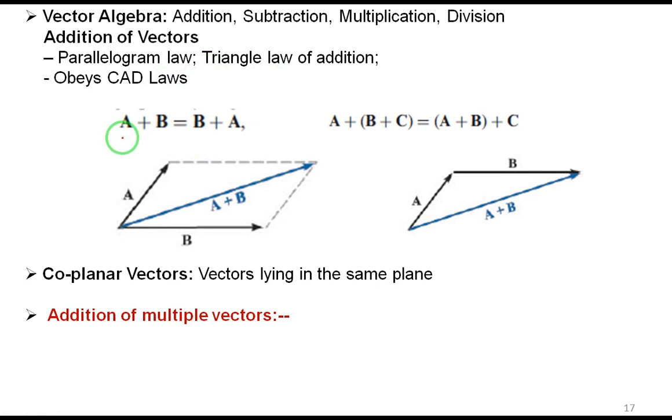Suppose I consider two vectors, vector A plus vector B. I can add them in either order, vector B plus vector A. This is the commutative law. Suppose I have three vectors: vector A plus, within brackets, vector B plus C, or within brackets vector A plus B, plus vector C. They can be added either way. This is the associative law. The distributive law will be covered later.